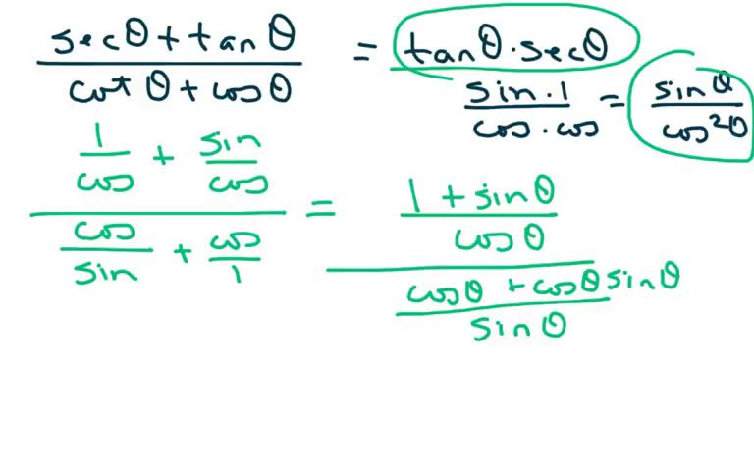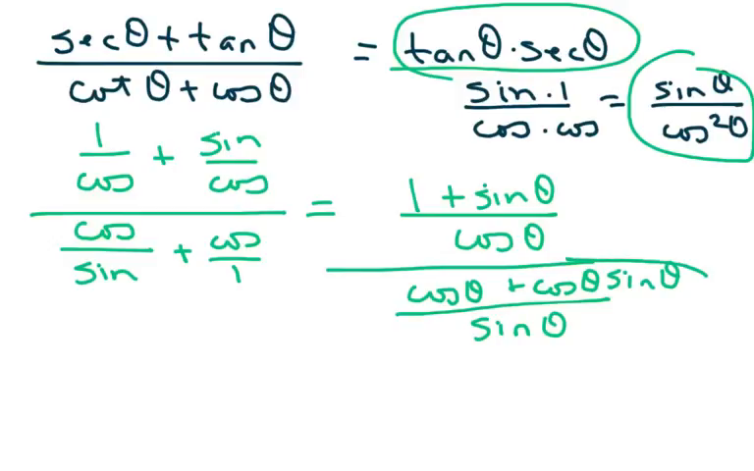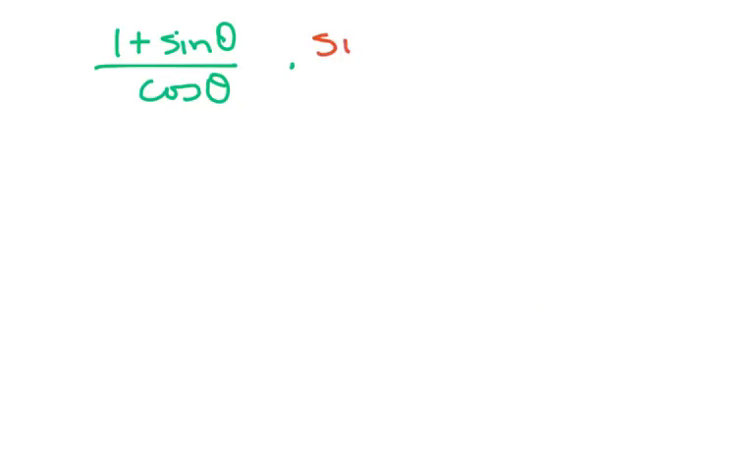Alright, now what I'm going to do is go ahead and factor out a cosine on the next slide. And I'm going to get 1 plus sine of theta over cosine of theta times, and what I'm doing is I'm going to flip this part. So we're dividing by that, so actually means you're going to multiply by this. So this would be times sine of theta over cosine theta times 1 plus sine of theta.